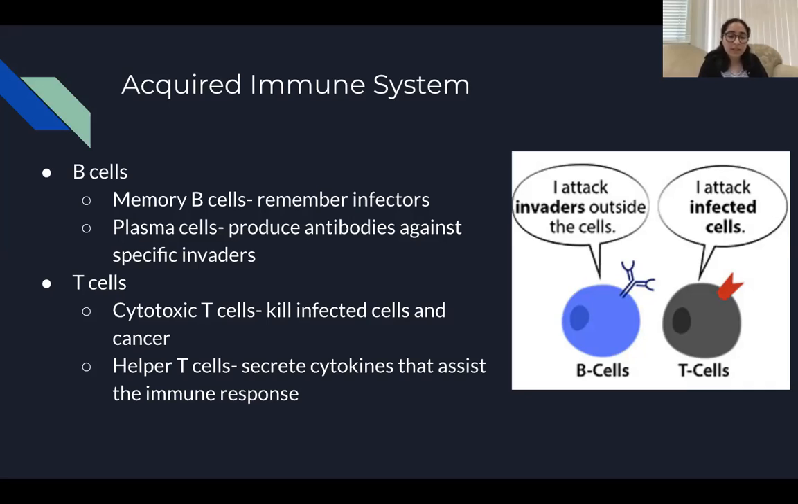And within T cells, you also have cytotoxic T cells, which destroy infected cells and abnormal cells. So an example of an abnormal cell would be a cancerous cell. And the other type of T cells are helper T cells, which secrete molecules known as cytokines that are going to help activate and assist the rest of your immune response against a specific invader.